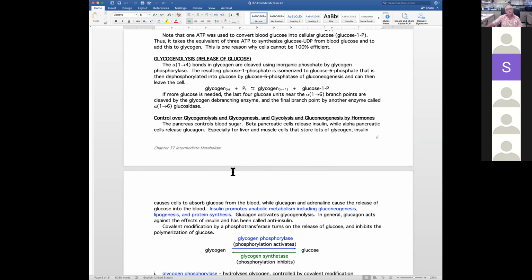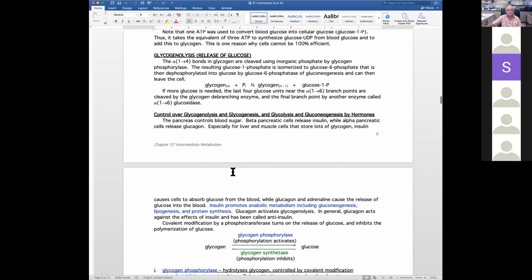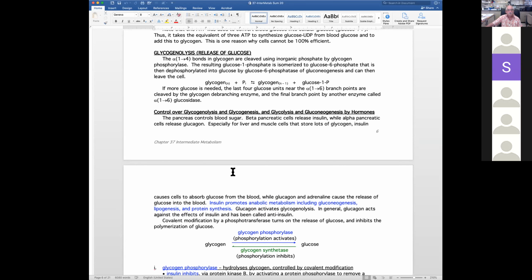So what about glycogenolysis, which is the release of glucose? Well, you have to break the alpha 1,4 bonds. And if you want to go past that, if you want to break down the branch points, then you need another enzyme.